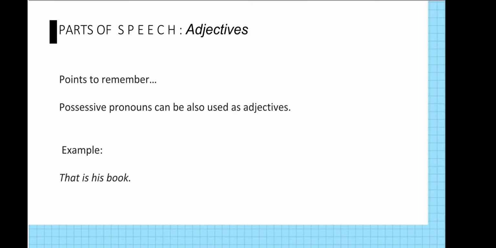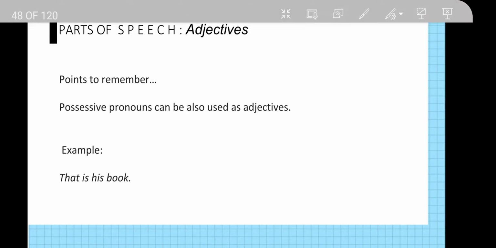So let us proceed with our next slide for the points to remember. First, possessive pronouns can also be used as adjectives. Really, miss? How? This is his book. His here is not used as a pronoun directing to a subject, but it is used as a possessive pronoun modifying the noun book. Okay? This is his book. It modifies the noun book. So its function is not to replace the noun but to modify the noun book. Okay? This is his book. So let us proceed.